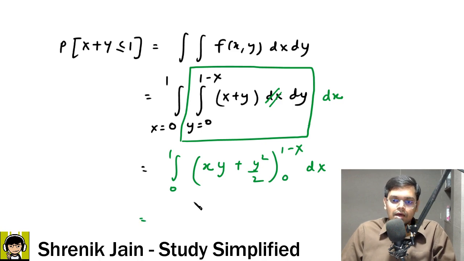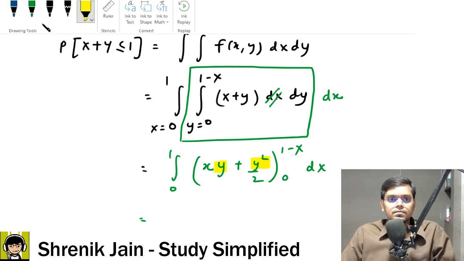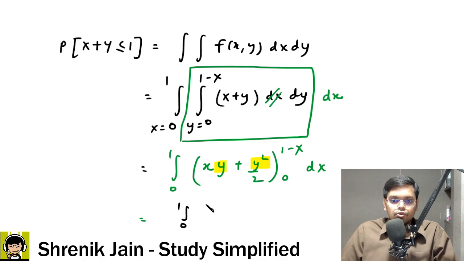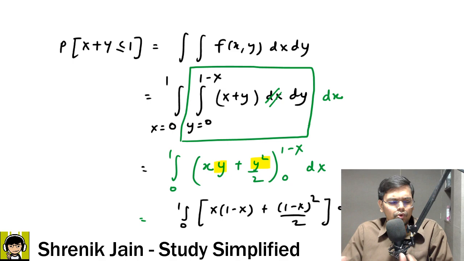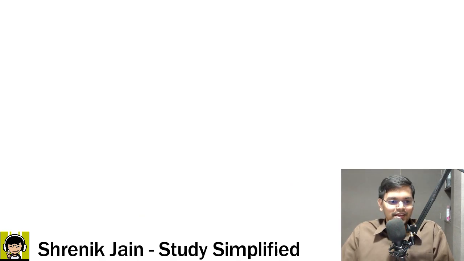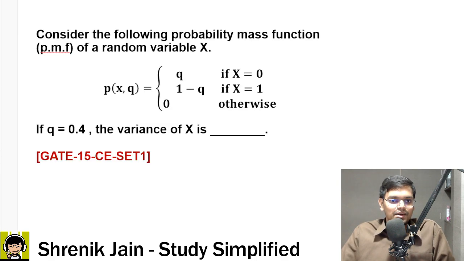If you do it further, just make a note that when you take upper limit minus lower limit, the variable is y. Then the integral from 0 to 1 of x into 1 minus x plus 1 minus x the whole square divided by 2, minus the lower limit, which makes everything 0, and finally if you solve it, 0.33 is what you get. I will not solve it completely, you can do a single integration yourself. Yes, right. Try the next question on your screen. There are a lot of traps, probability is full of traps.